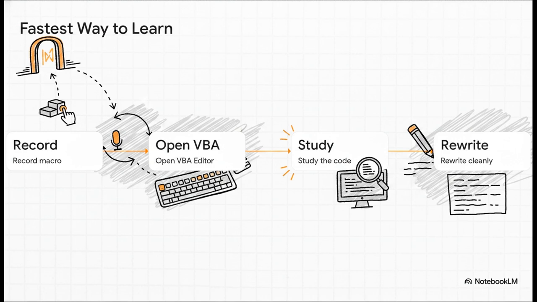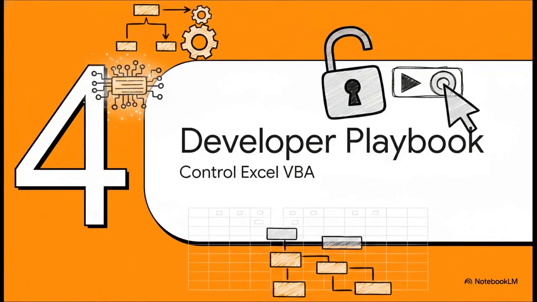You just hit record, do your manual formatting, and hit stop. Then, and this is the real secret, you press Alt plus F11 to open the VBA editor. You literally look at how Excel translated your actions into code, you study it, and then you rewrite it cleanly. Frankly, this is exactly how most pros first learn to code, and it's still how veterans cheat when they forget a command. Section 4, the Developer's Playbook.